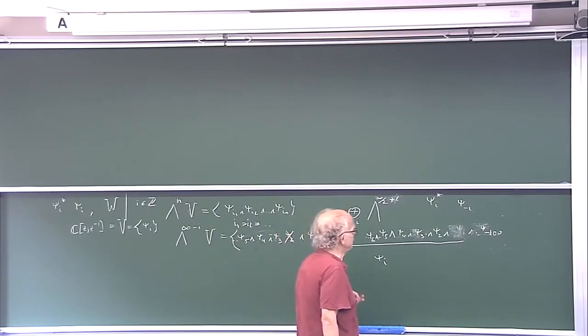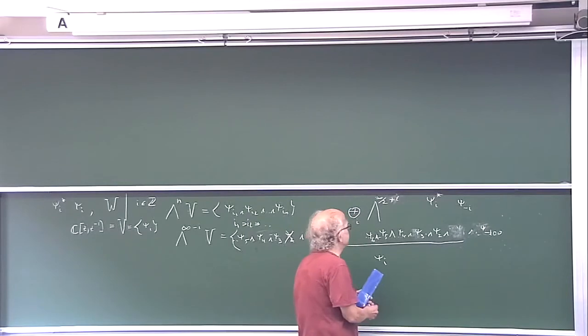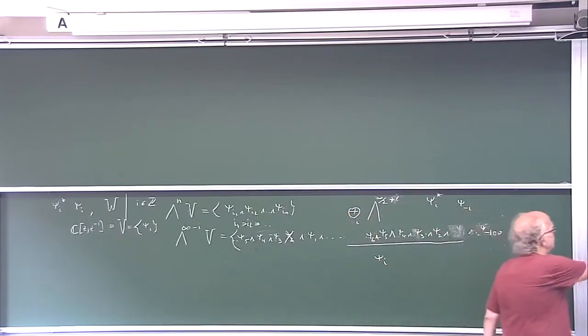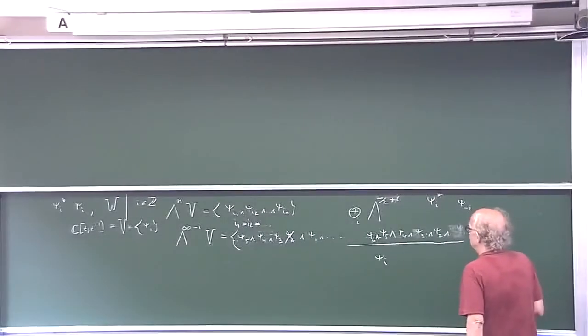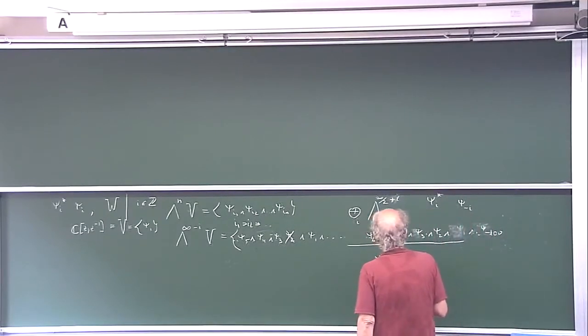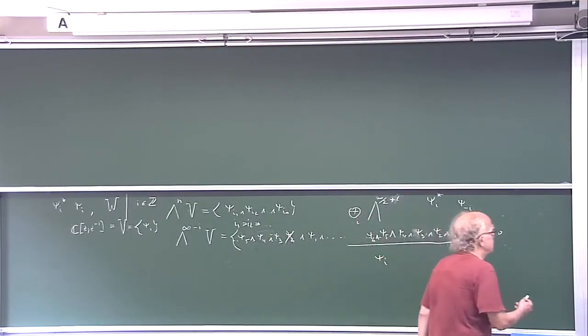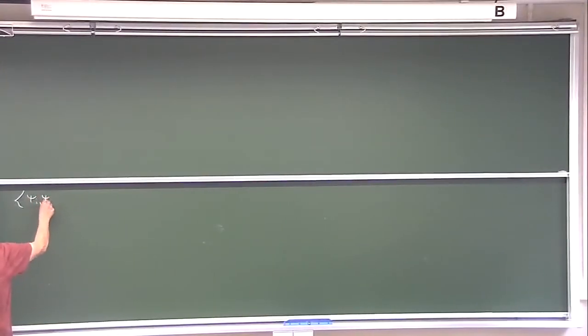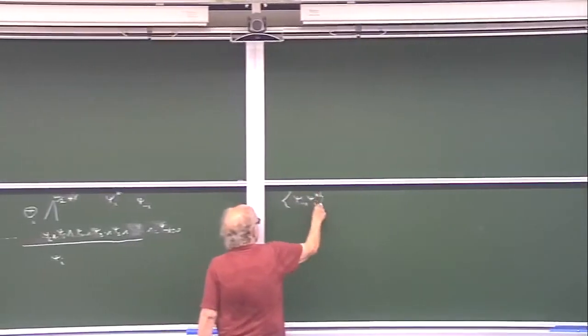Well, and this description makes evident the following properties. That second one also will be important for me, but this is an irreducible representation of this Clifford algebra.